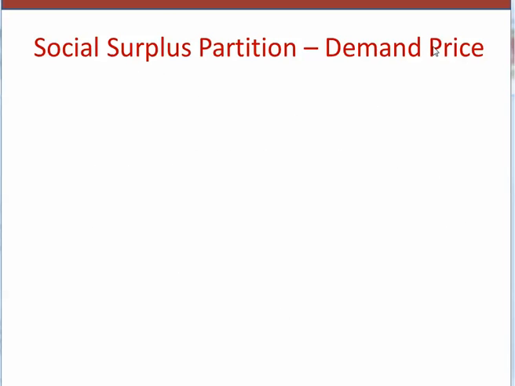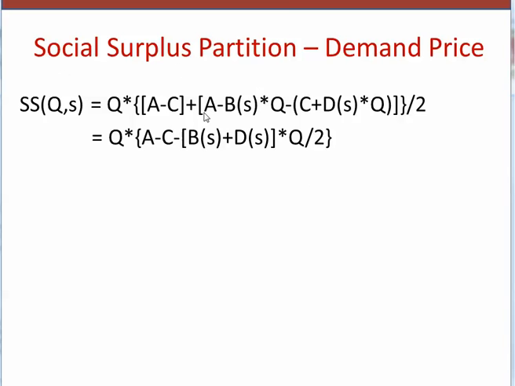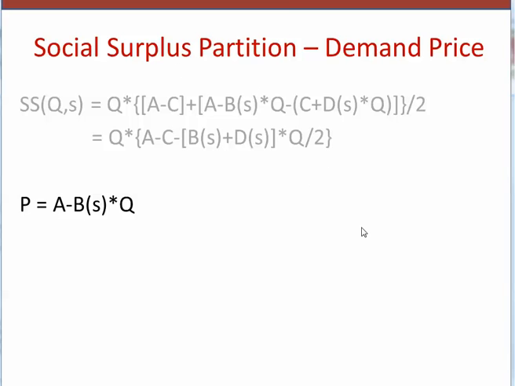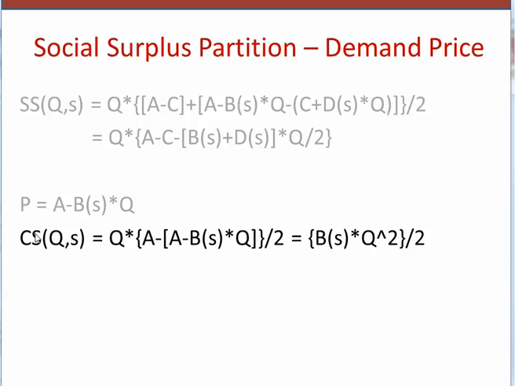So here we will partition based on the demand price. Here's the social surplus formula I just figured out from the previous slide. Here's the demand price. That's the formula for the demand price. So now we're going to look at the consumer surplus. Consumer surplus in this case is the area of a triangle. The height of the triangle is Q. The base of the triangle is the difference between the demand choke price and the demand price. So that difference gives the base of the triangle. And if you do the algebra, A minus A is 0, minus minus B is plus B. So this is B of S Q squared over 2. That is the formula for consumer surplus.